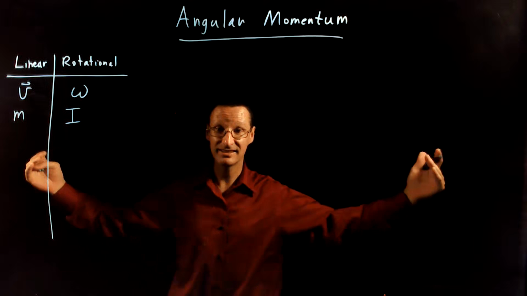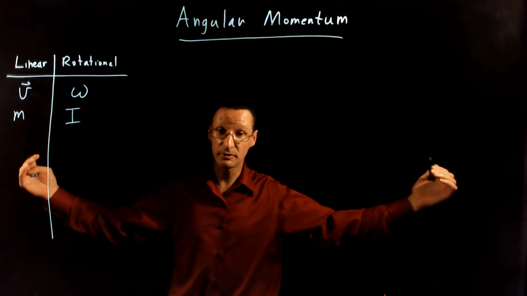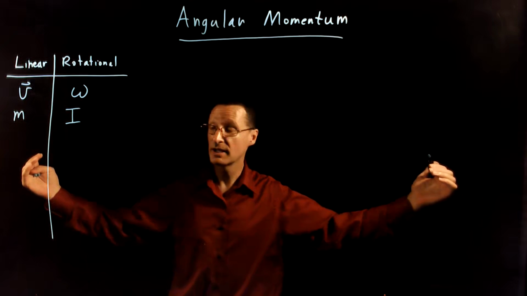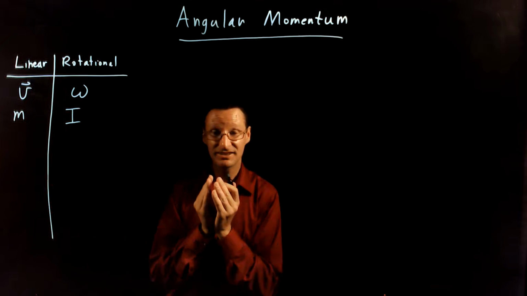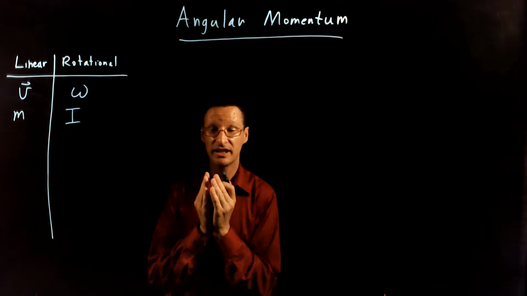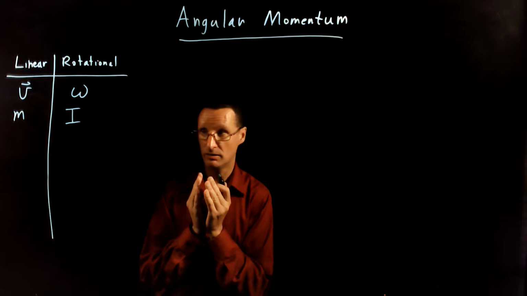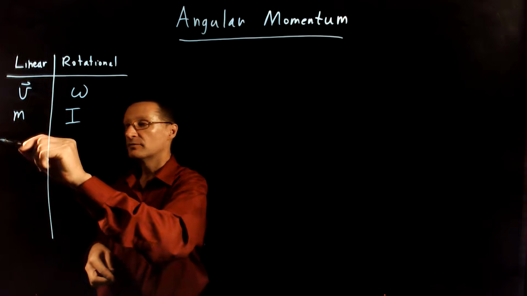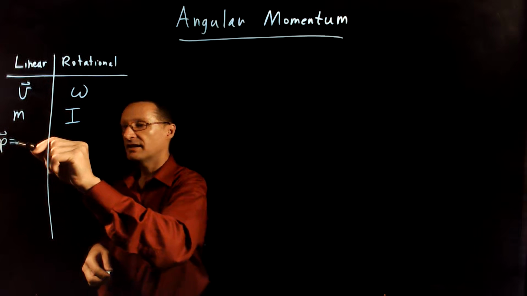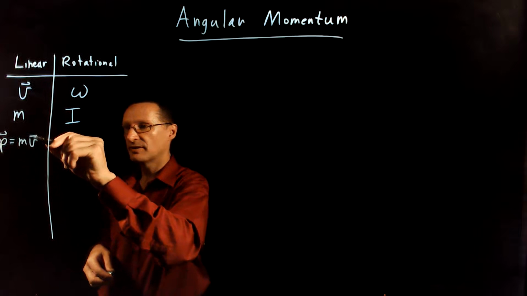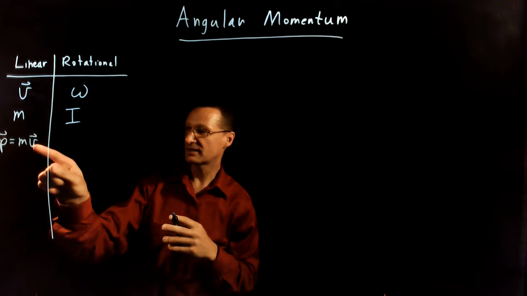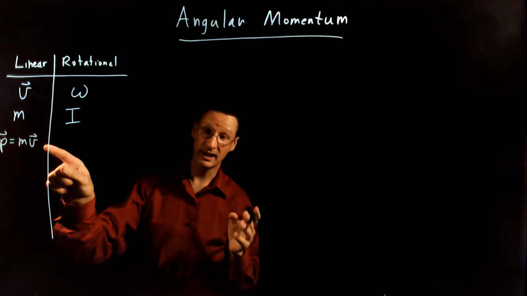So if the mass is distributed far from the axis of rotation, I will be large. And when the mass is concentrated closely to the axis of rotation, then I will be small. The regular momentum is just the mass times the velocity. And of course, regular momentum is a vector, and it gets its vectorness from the velocity vector.